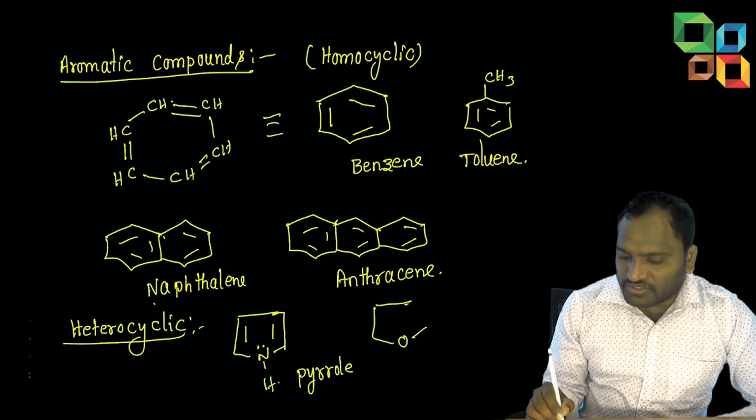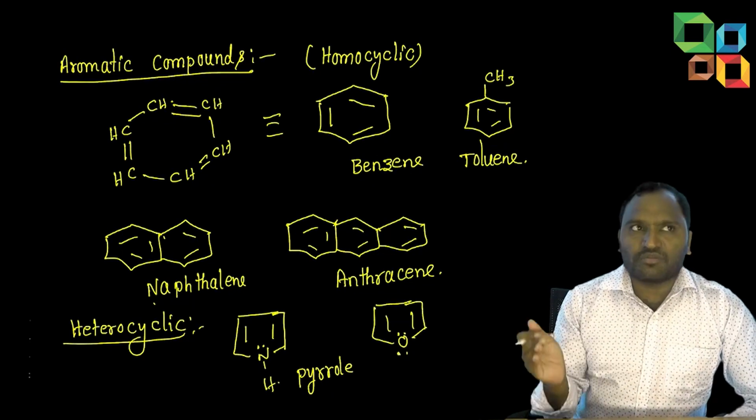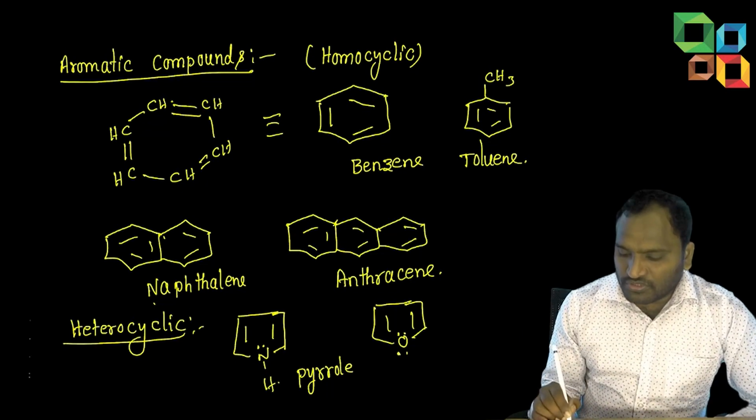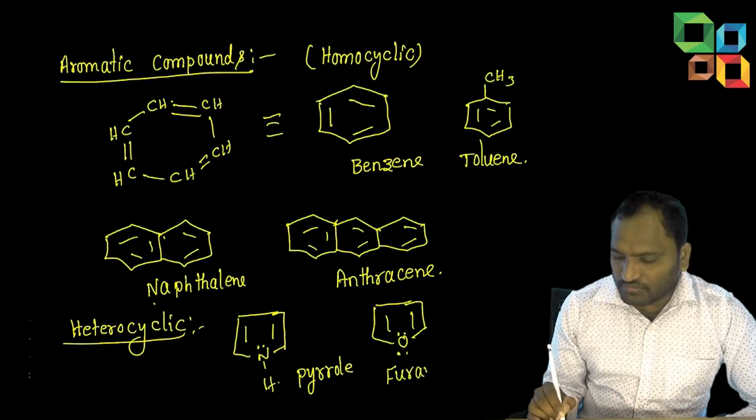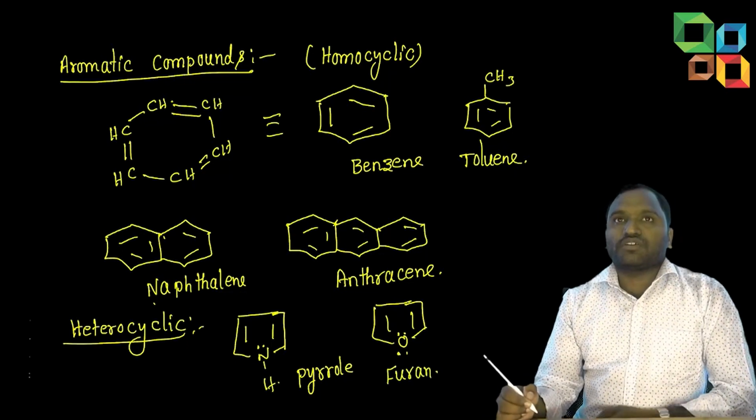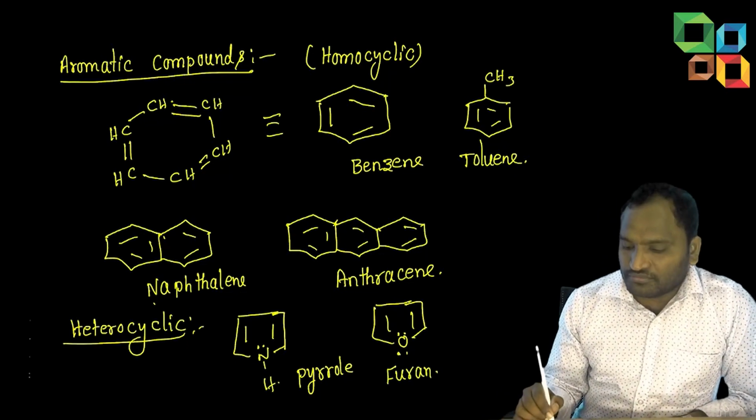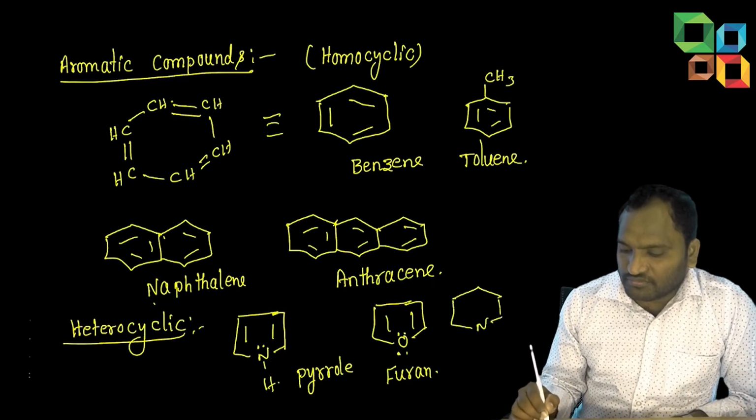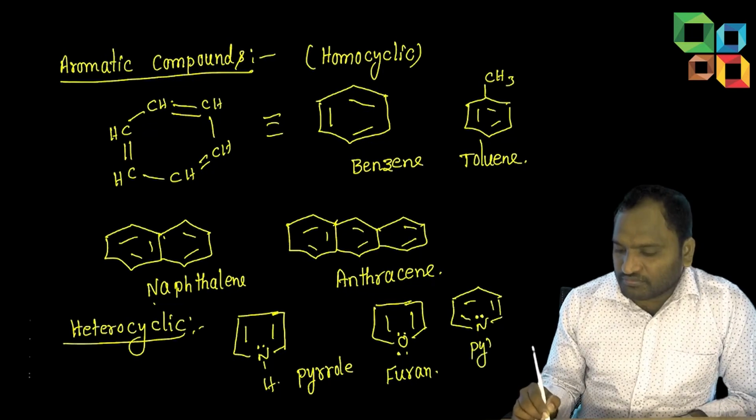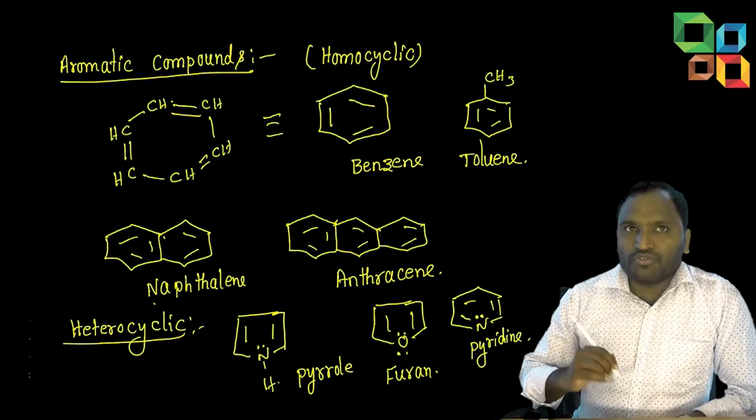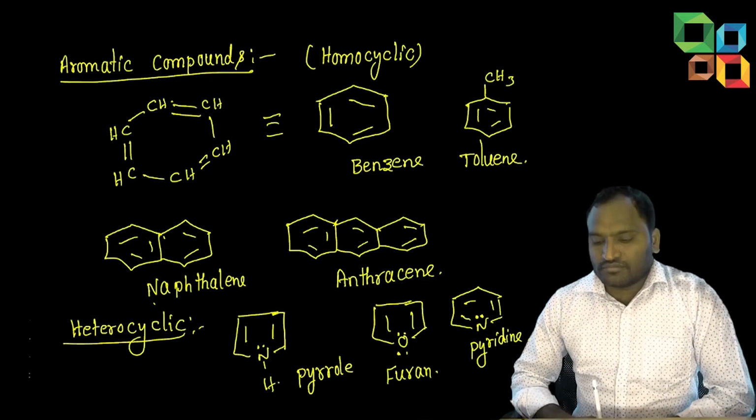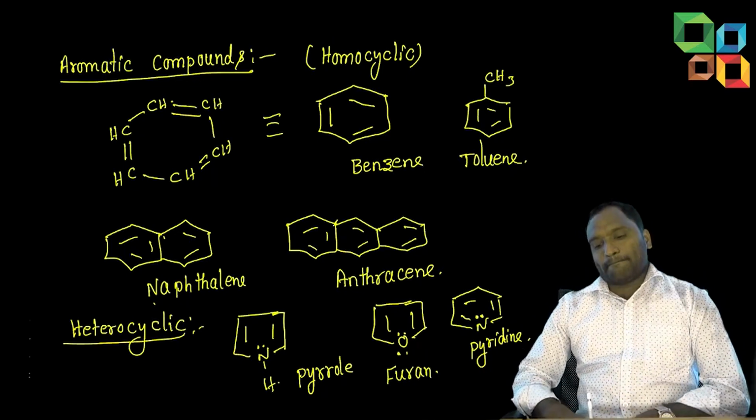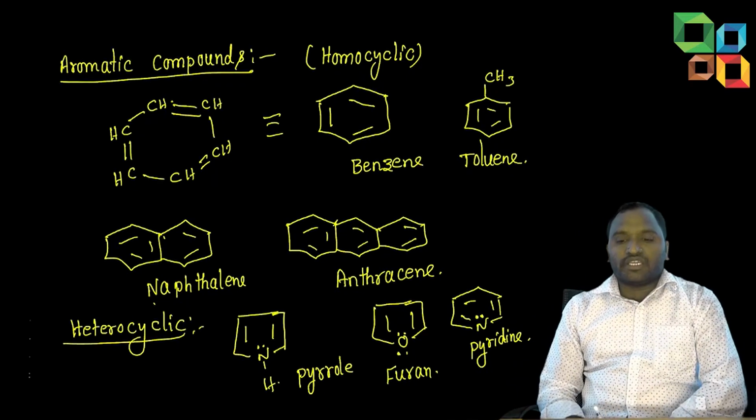You need not memorize all these things, students. Just keep this in mind, and the more times you revise, automatically you can remember. These two dots are a lone pair of electrons, as in the Lewis structure. Okay. Furan. Have you heard of pyridine, students? Yes, sir. This is pyridine, and also the furan ring. These are heterocyclic compounds.